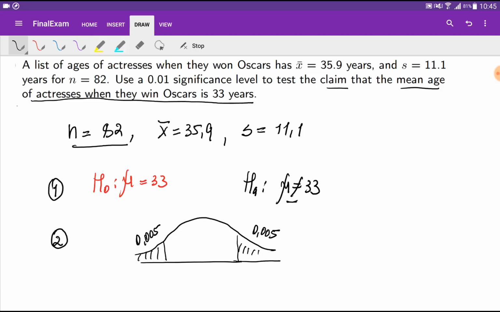So we need to go to the table and find the value of Z when the area is equal to 0.005. Minus 2.58 corresponds to the value of Z. Basically, the probability that Z is less than minus 2.58 is equal to 0.005. Okay, so we found the critical values.